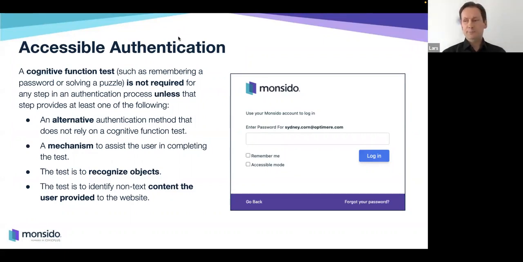That could be many different things, but as an example, your user should not be unable to log in without, for example, adding two numbers together. Sometimes you see tests saying, to prove that you are human, what is 25 plus 26? And you have to answer that. That would be one example of a cognitive function test. Another example would be having to remember your password.